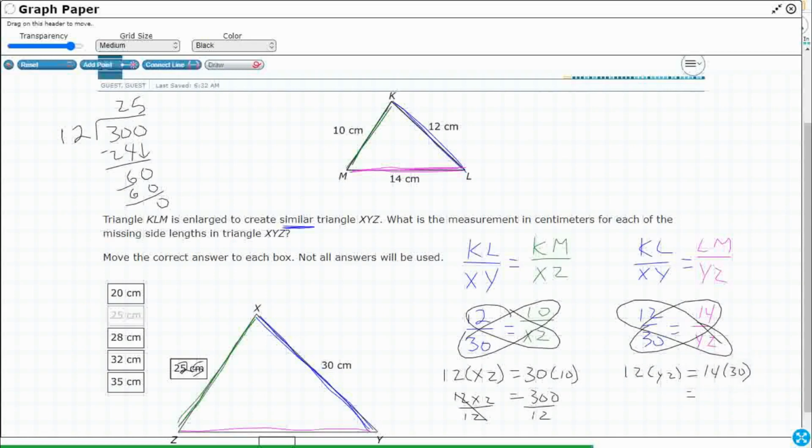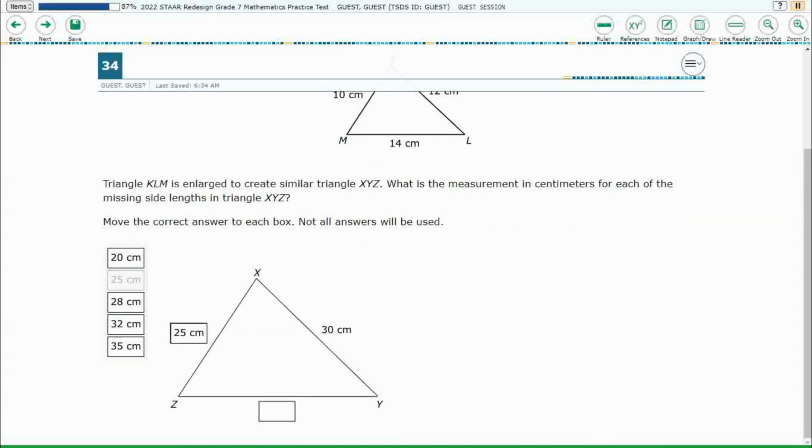All right, so 14 times 30 is going to be, well, 14 times 3 is 42. Add that 0. 420. Divide both sides by 12 again, and you have your answer. So let's divide 12 into 420. Let's see, 12 goes into 42 3 times. 36. Look at that, 6. Bring down the 0, and you're going to get 60. So let's go in 5 times. And that's going to be our answer down there, that 35. So let's close that out. Drag down our 35, and we're good to go.